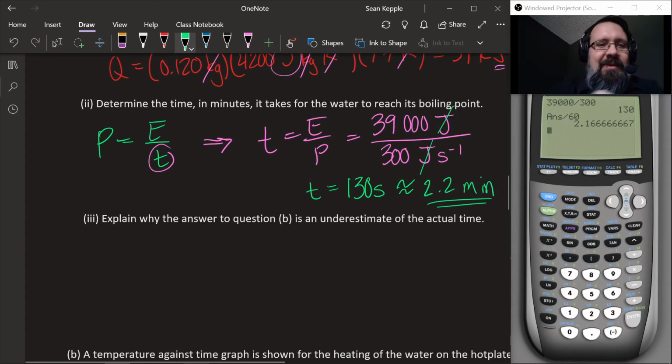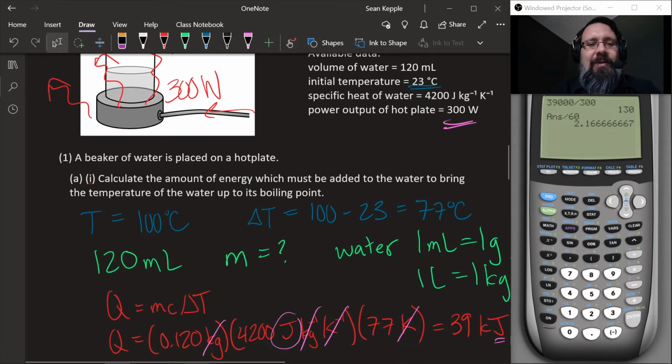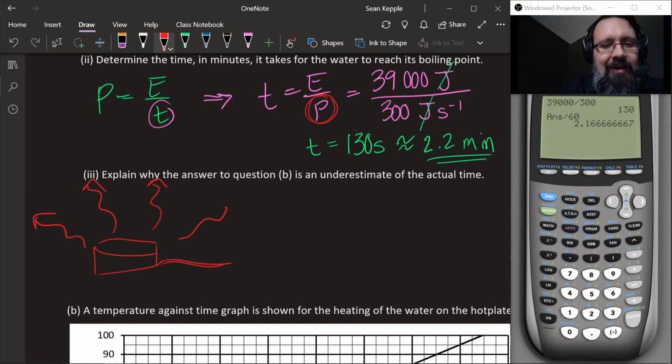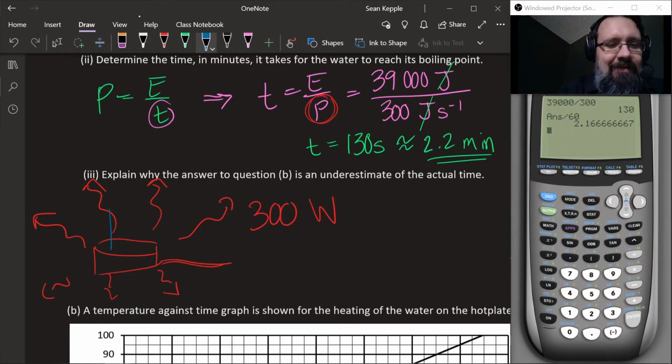The reason is because we weren't actually transferring 300 joules. The problem is with the power right here. We weren't actually giving 300 joules to the water. If we look at my picture up here, that 300 watts, 300 joules per second, was radiating from the hot plate. That was actually radiating out in all directions from the hot plate, even downward. It was radiating out all around it. That's 300 watts. The water on top of the hot plate was not getting the full 300 watts.